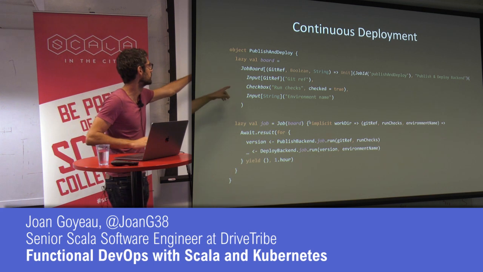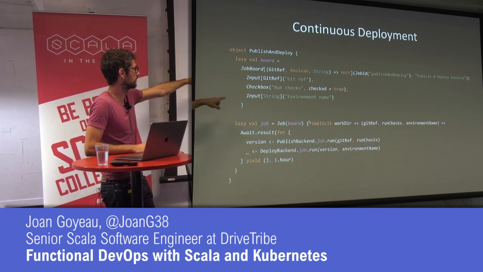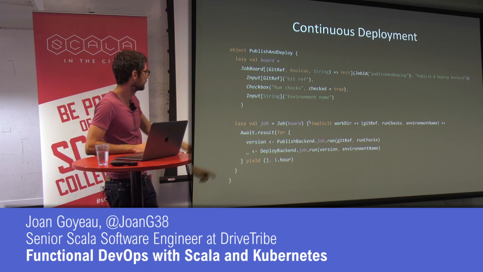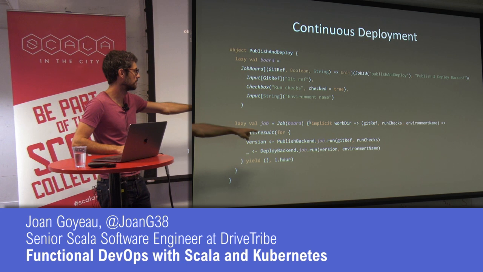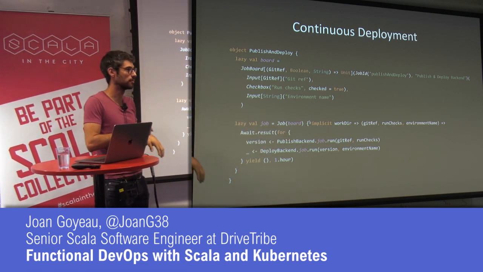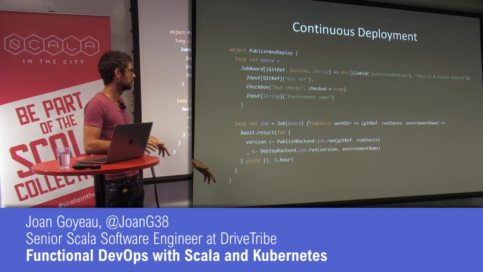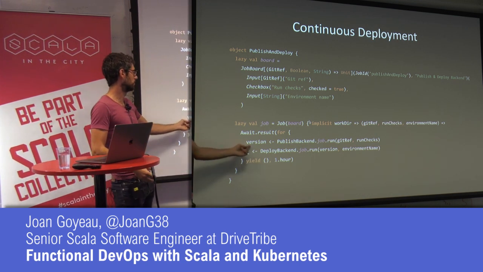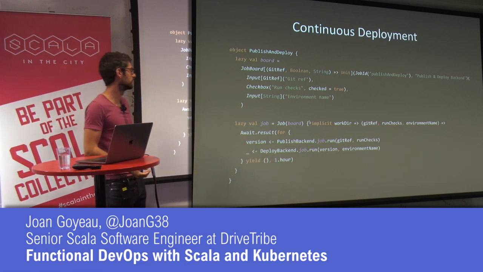So here, we just get the git ref, whether we want to run the tests or not, and to which environment we want to deploy it. And notice here that we can actually trigger other jobs. We just reference them, and we can call .run on it. We give the parameters that we want to give to that job, and then we can pull that string I told you. So that's the version, and then we can run the second job here.